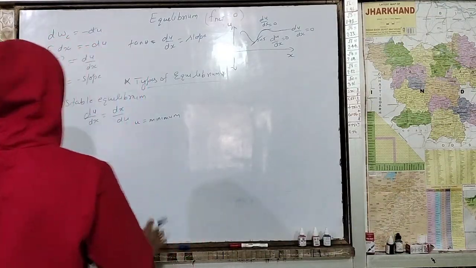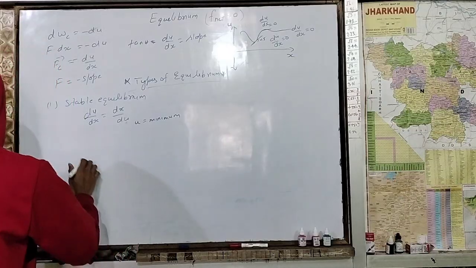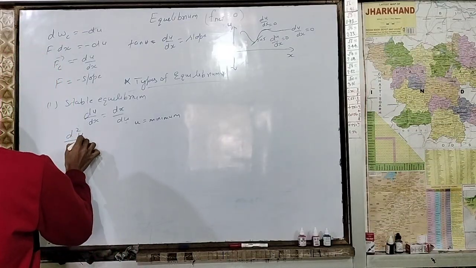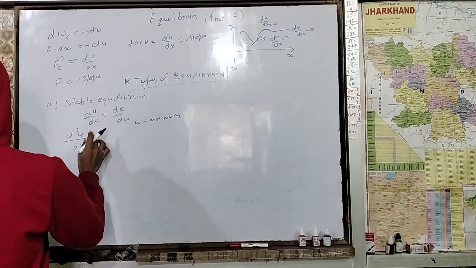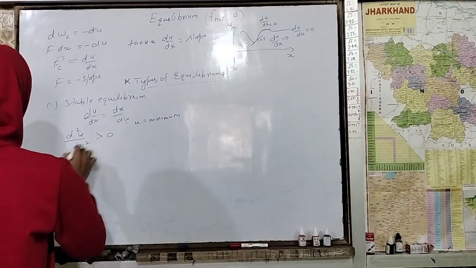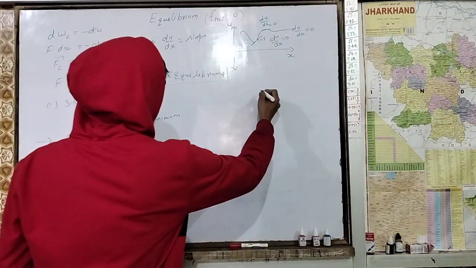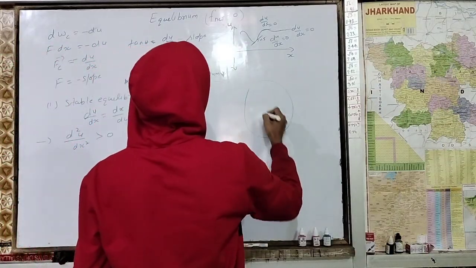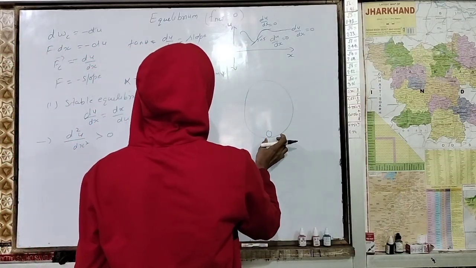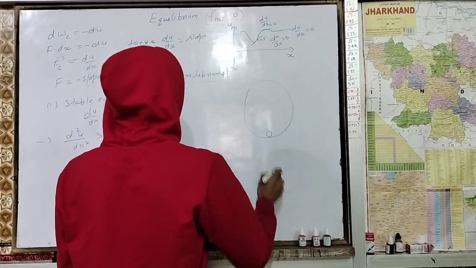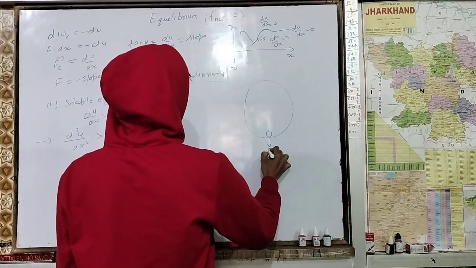So the double differentiation d²U/dx² will be more than 0. Try to understand. This is a circle. Look over here, this is a circle. There is a body. If we move this ball slightly, then what will happen? Over here, potential energy.